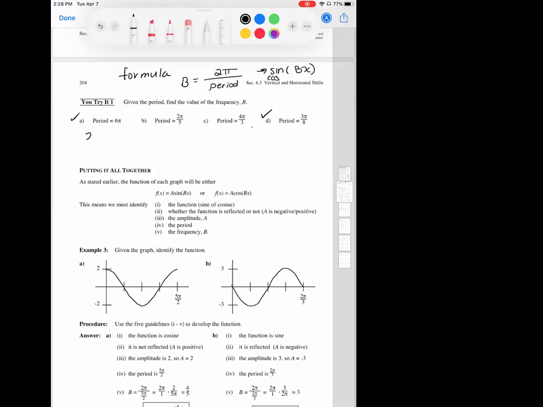Okay, so let's work this out. So we have 2 pi, and I'm working with 6x, so I divide by 6 pi. Let's work this out. So my pi's divide out, and I'm left with 2 over 6, which is 1/3. Go ahead and give D a try.